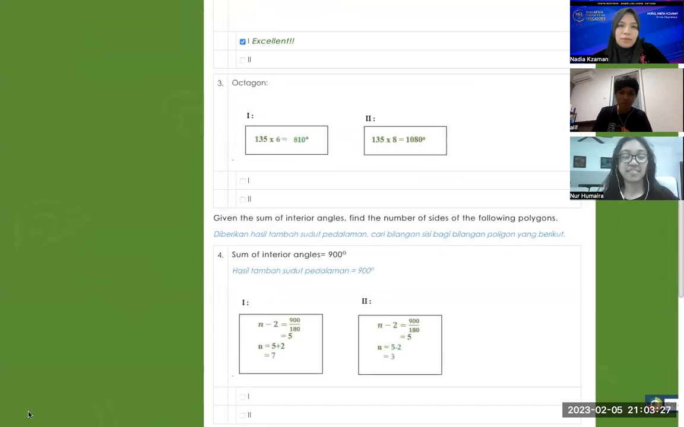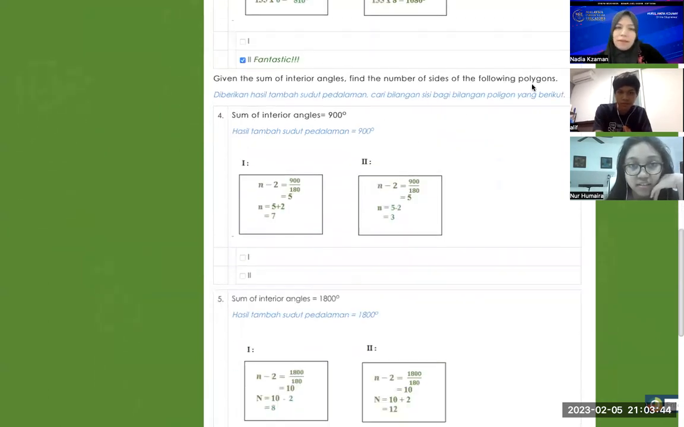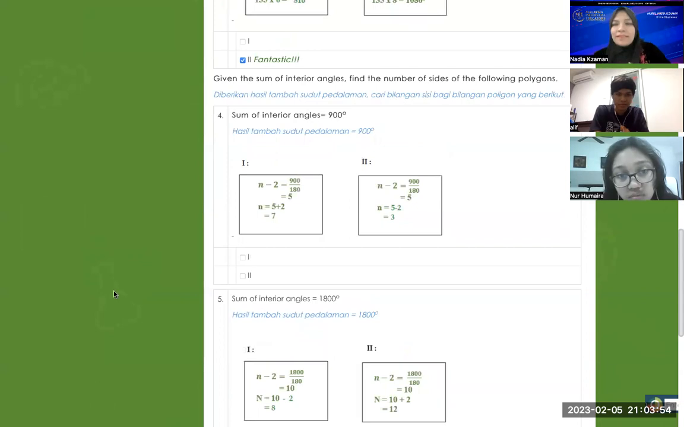Excellent. That's good. So number 3, Alif. Wait, where's your mouse? Okay, Alif, now you can control octagon. Fantastic. Okay, number 4. That's easy, right? But it's getting tougher and tougher.